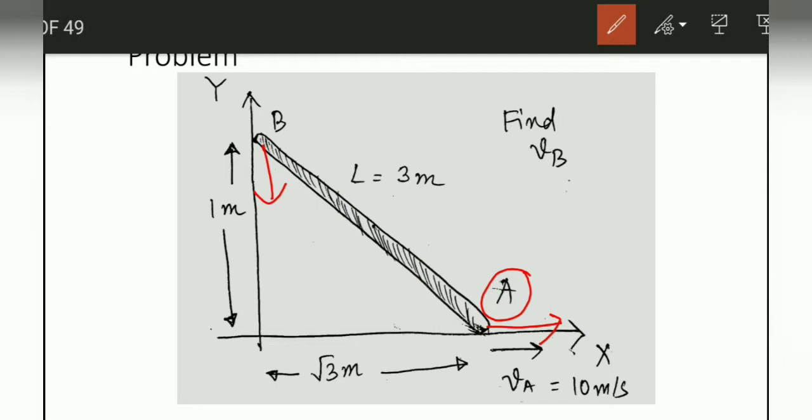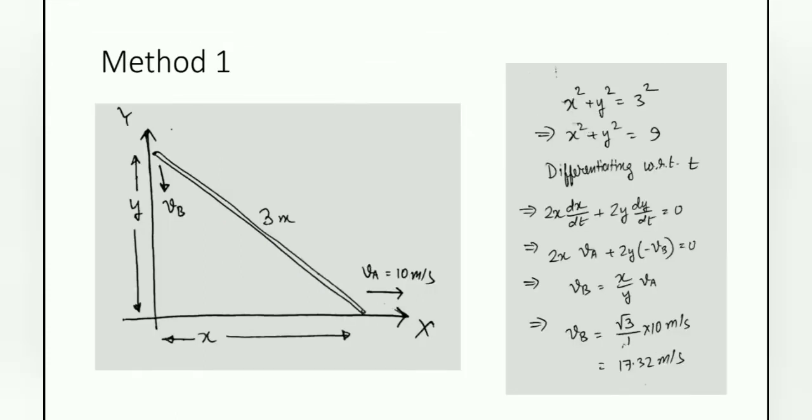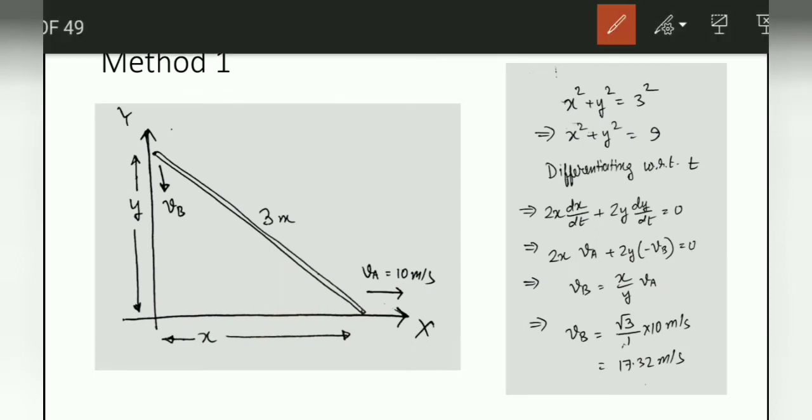We can develop the constraint equation, and we have two methods to do it. Let's see. First of all, this rod is constantly moving, so these two points, point A and point B, are shifting. Point A is moving towards this side and point B is moving towards this side.